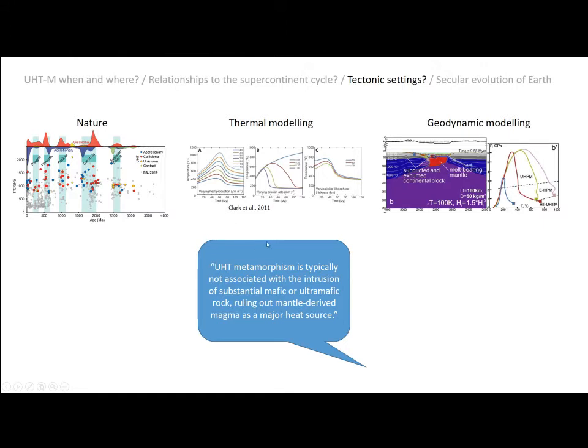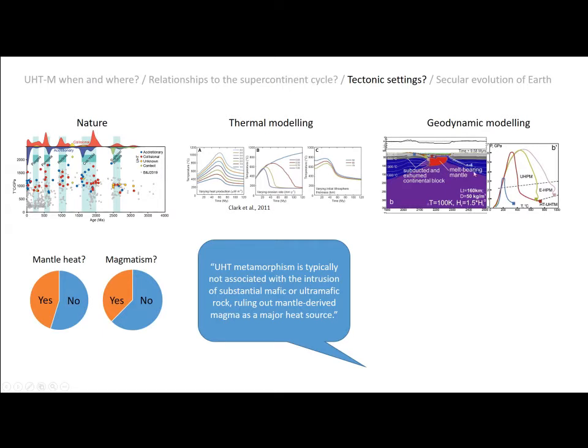So Chris Clark said in his paper that UHT metamorphism is typically not associated with the intrusion of substantial mafic or ultramafic rock, ruling out mantle-derived magma as a major heat source. Now, the literature, particularly in the last decade or so since that statement, does contradict that somewhat, because both mantle heating and magmatism are processes invoked in quite a large number of UHT settings now, around a third. So although the orogenic plateau may be one of the most viable settings, particularly for bigger orogens, I think what this tells us is that there is more than one way to skin a cat.